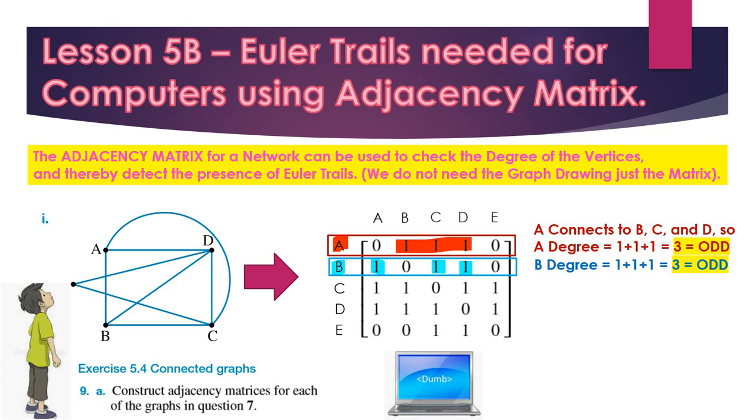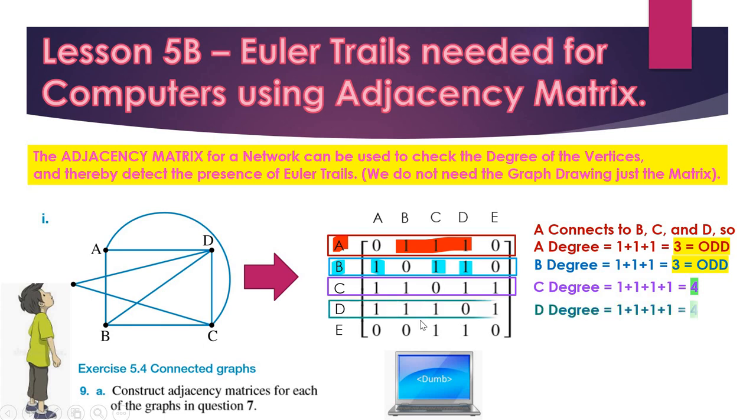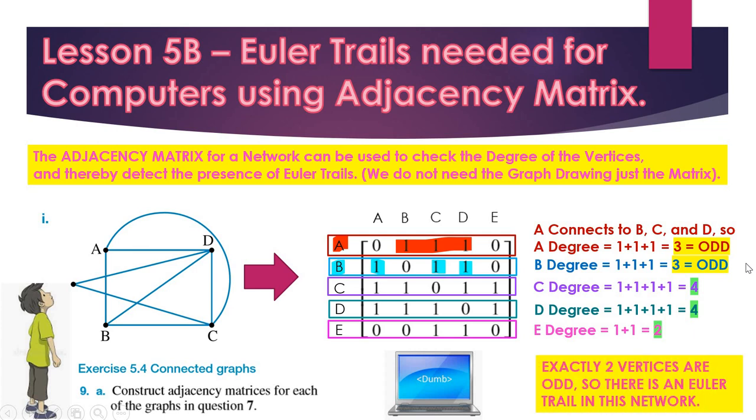We've got 2 odds. Well, that's looking good because remember we need exactly 2 odds for an Euler trail to be drawn. Now, when you check out C, it's got 1, 2, 3, 4 when you work out the adjacency matrix and add up going across. So that's even. That's an even, and E's the one out here on its own, and it only connects up to D, and it only connects up to C. So it's only got 1 plus 1 is 2. Okay, so they're all evens, and yes, we do have exactly 2 odds.